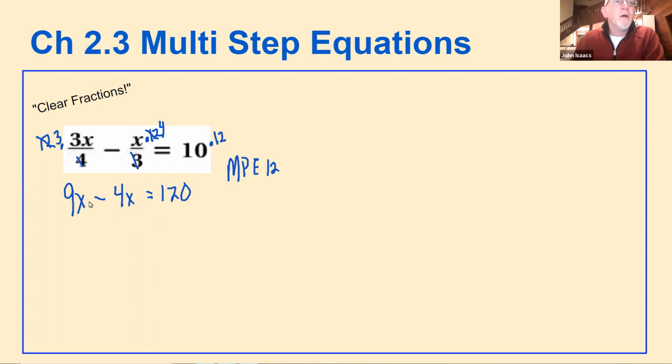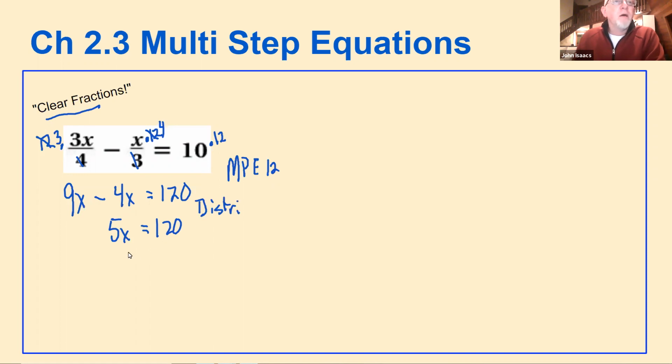So then we have a pretty easy equation to deal with. Notice there are no fractions anymore. This is why we call it clearing fractions. It's pretty nice. So 9x minus 4x is 5x, and 120 still stays the same. And we use the distributive property to combine our terms right there.